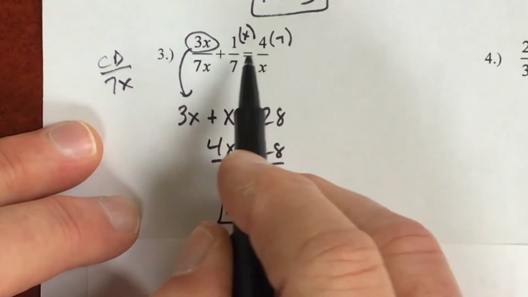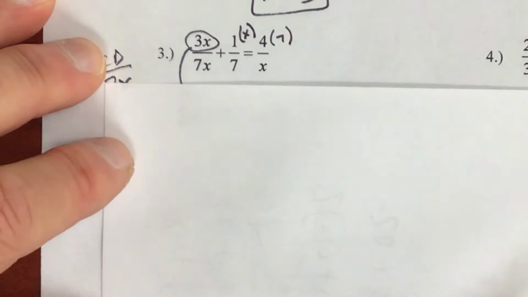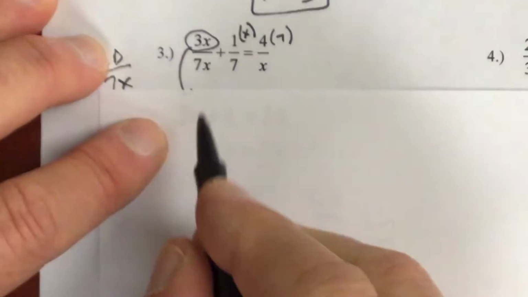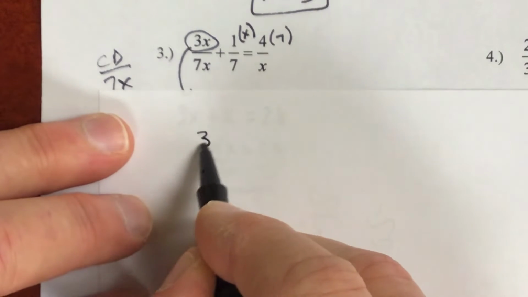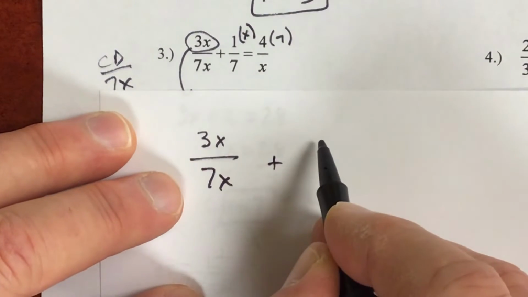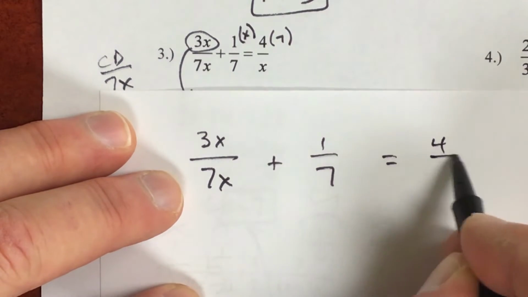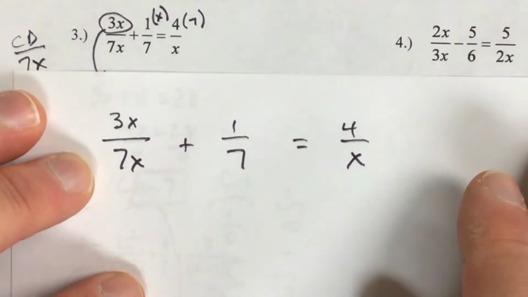All right, what does this look like in more depth? That's what probably some of you are asking. Well, how does that work? All right, this works like this. If I just take this and cover that up again, what happens here is 3x over 7x, 1 over 7 equals 4 over x. I've got to space this out a little bit.